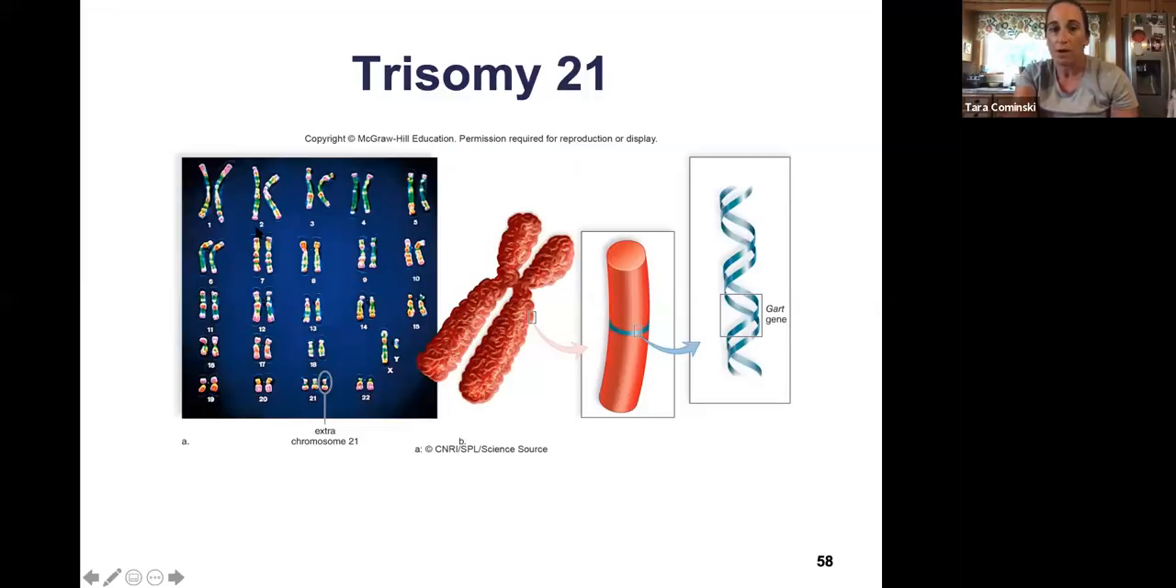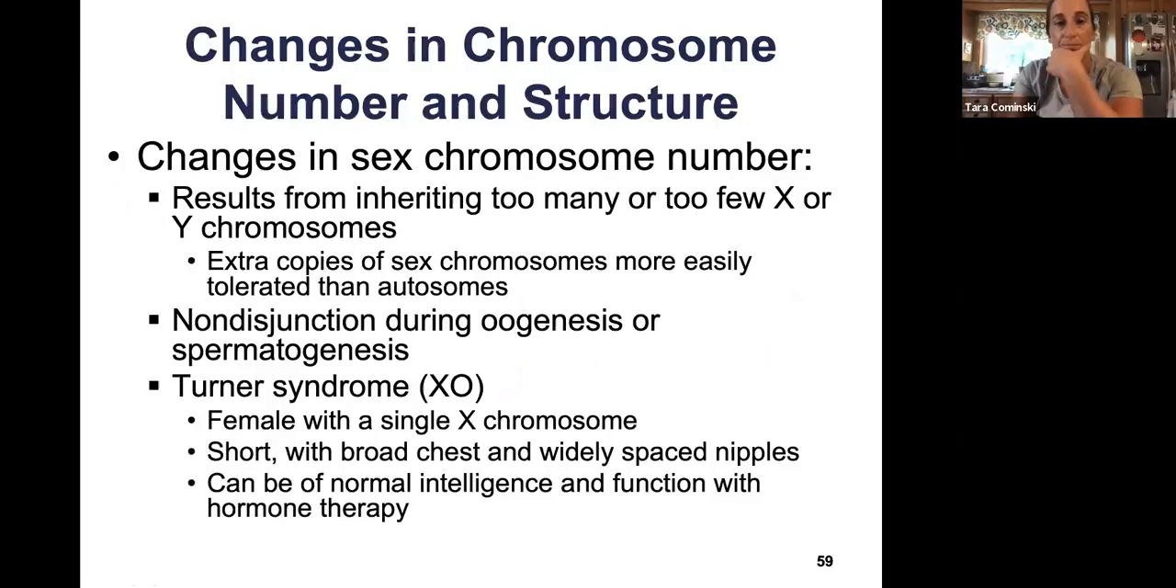Again, remember, in humans we have 2 sets of 23 chromosomes, one of those pairs being the sex chromosomes. All the rest, 1 through 22, are the autosomes. You can see again 1 maternal copy and 1 paternal copy. In this case, you have an extra chromosome 21. All right, any questions, guys?